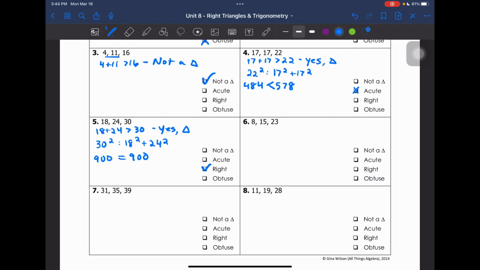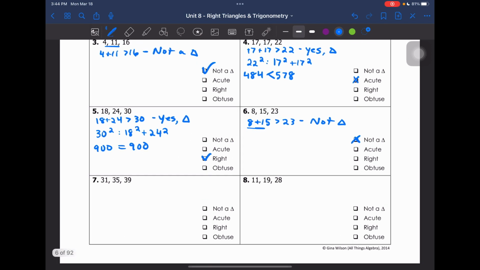Let's check to see if number 6 can make a triangle. I need to add 8 and 15, since those are my smaller sides, and see if they're greater than 23. Well, 8 plus 15 is actually exactly 23, and it needs to be greater than 23. So this is one of those cases where, again, we cannot make a triangle out of these sides because the smaller sides aren't bigger than 23 when they're added together. So we're just going to say not a triangle.